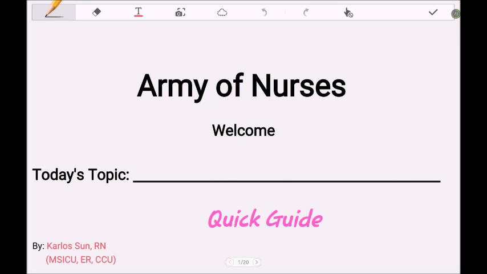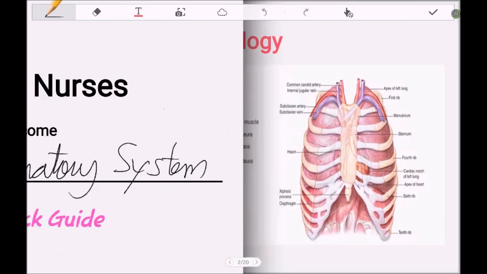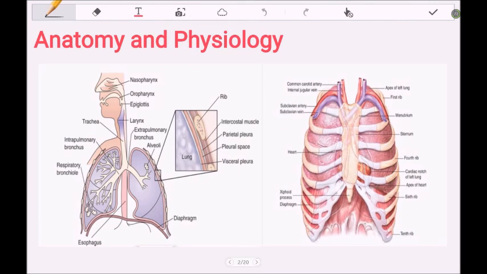Today's quick guide video for nursing students will be a review of the anatomy and physiology of the respiratory system. The respiratory system consists of the breathing airways and the lungs for air exchange. It is worth pointing out that the lungs are located inside the thoracic cavity. The right lung has 3 lobes, as you can see over here, and the left lung has 2 lobes.